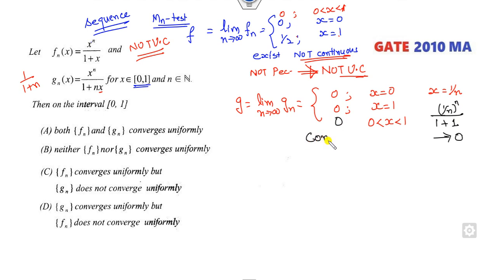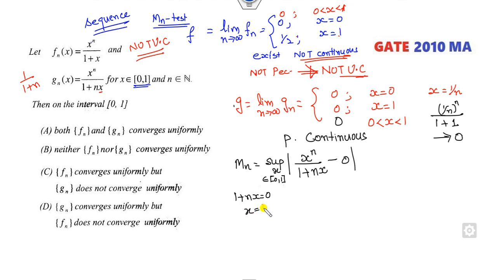So what is the meaning of that? It is a continuous function, piecewise continuous. Then we can check the Mn test. You have to check the supremum over all those x of |gn - g|. gn is x raised to power n over 1 plus nx, minus g, and g is 0. Now how can you find the supremum over the closed interval [0, 1]? You can simply take the denominator as 0. x will be 1 by n, irrespective of the plus or minus sign. So you can substitute here, and this is over 2. It goes to 0 as n approaches infinity.